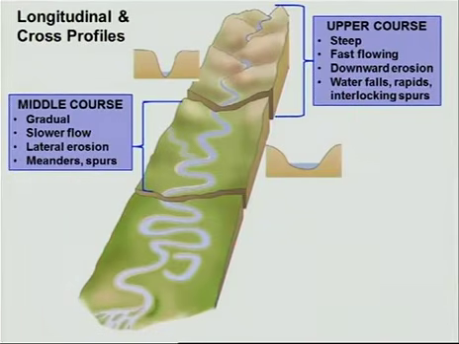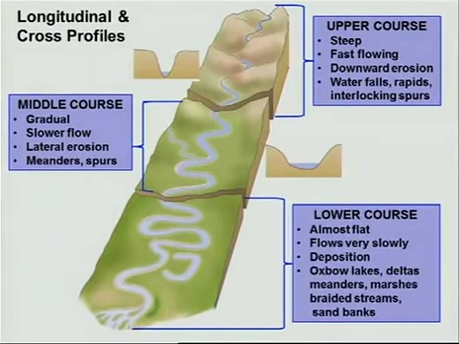The last one, this would be the cross section. I'm coming back to the cross section now again. This would be the lower course. Now your lower course is almost flat. Have a look at that, right? And because it's very flat, the water flows very, very slowly. And you're going to have deposition here. Have a look at here. Here we had downward erosion. Here we had lateral erosion towards the side. And here we have deposition. You must know the processes, people. Okay? And what will we find here? Oxbow lakes, deltas, meanders, marshes, braided streams, and sandbanks. I'm coming back to that again later on during the course of the afternoon.